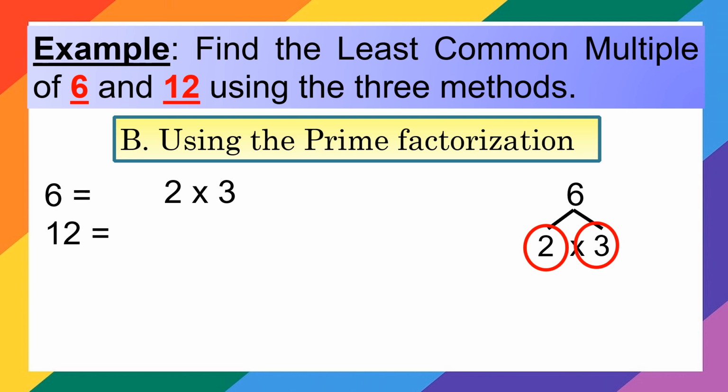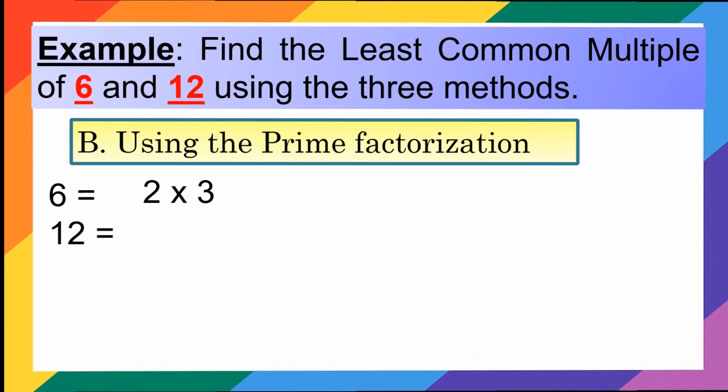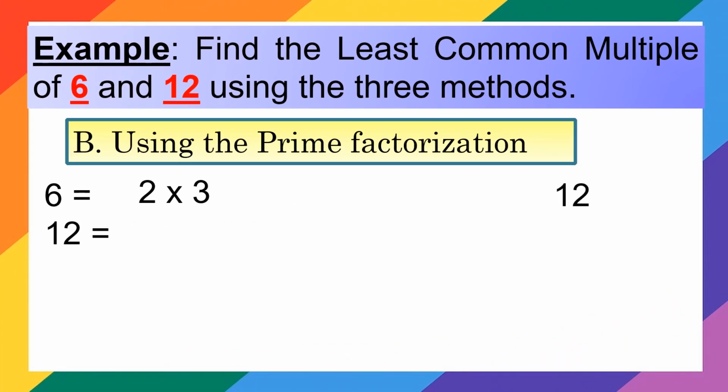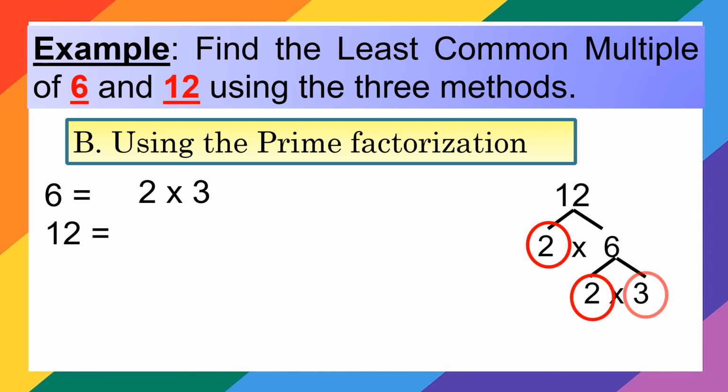Next we have 12. So think of the numbers that if you multiply them, the answer is equal to 12. So let's try 2 and 6. So 2 here, we're going to encircle already because this is already a prime number. And 6, aside from 1 and 6, we can also write here 2 and 3. So 2 and 3 here are already prime numbers. We're going to write here all the numbers that are encircled. So we have 2 times 2 times 3.